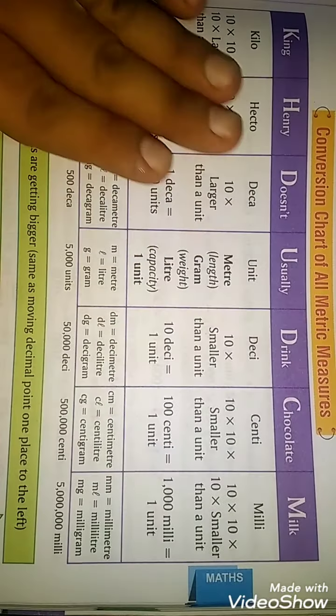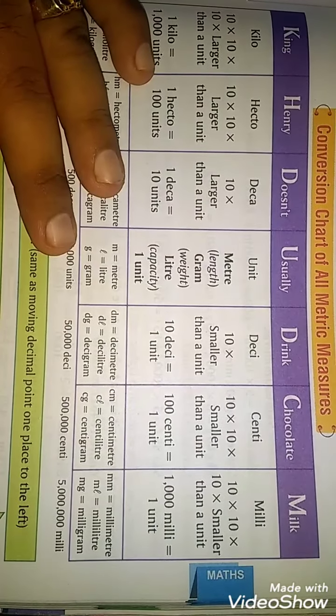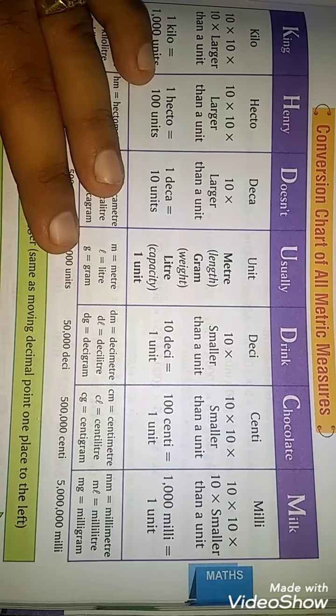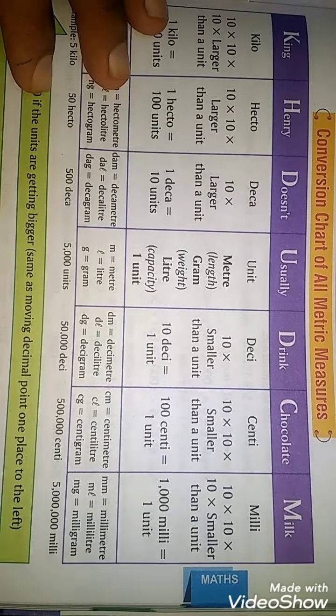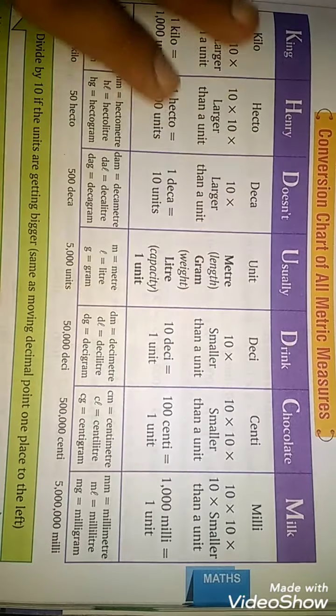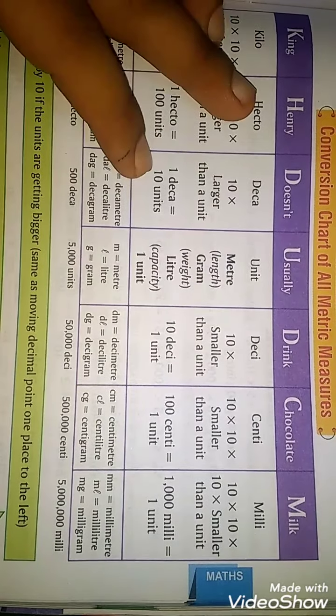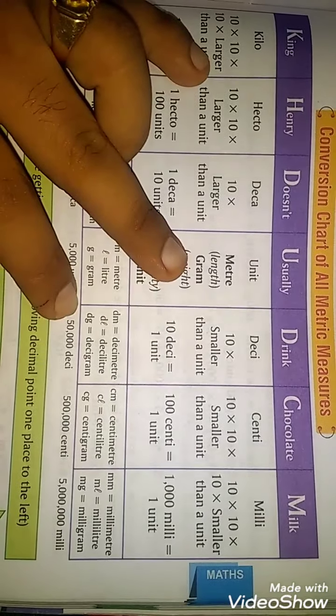By multiplying by 10 or dividing by 10 and so on, we will change the units, but the measurement will remain the same. For example, you have to learn kilo, hecto, deca, meter, deci, centi, milli. You have to learn this in this order only. I will repeat: kilo, hecto, deca, meter or liter or gram, deci, centi and milli.